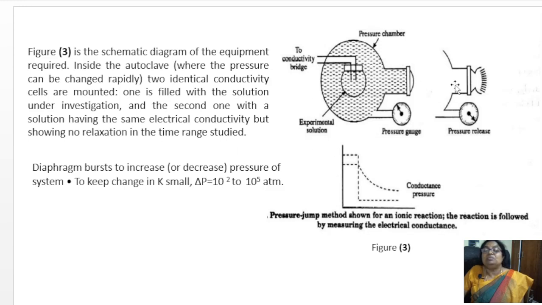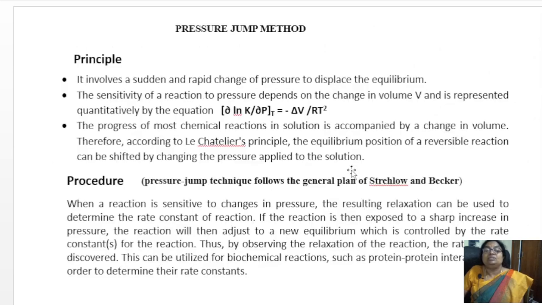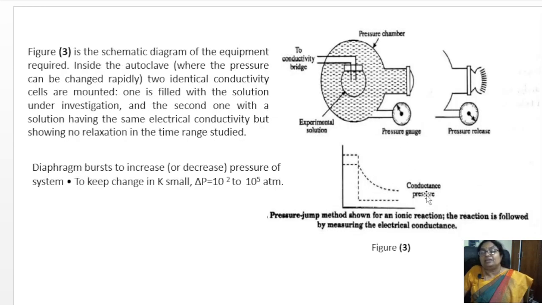With the sudden burst there is a change in pressure, then a shift to the new equilibrium, and then a time relaxation. This relaxation time can be used to determine the rate constant of the reaction. This is the pressure jump method shown for an ionic reaction. The reaction is followed by measuring the electrical conductance. This shows the conductance with pressure at equilibrium.